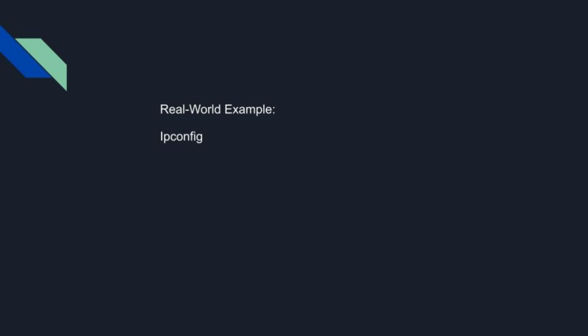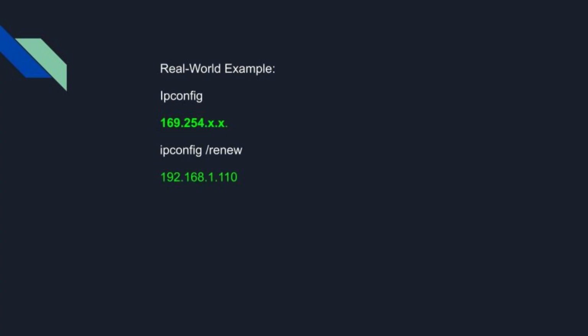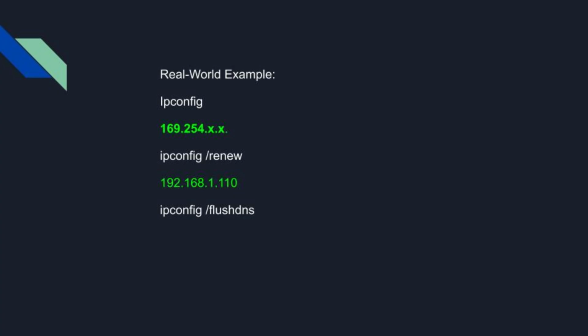Real world example. Let's put this into practice. Imagine your internet isn't working. First, you type ipconfig. You see your IP is 169.254.x.x. That's wrong. Next, you run ipconfig /renew. Boom, you get a proper address like 192.168.1.110. Internet fixed. Still having trouble opening websites? Run ipconfig /flushdns. Now your DNS records are refreshed and you can browse again. Just 3 simple commands can save you hours of frustration.